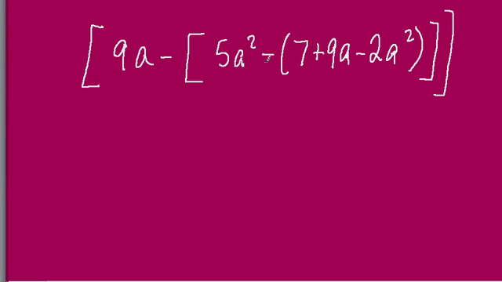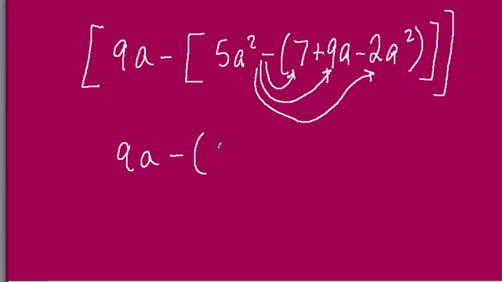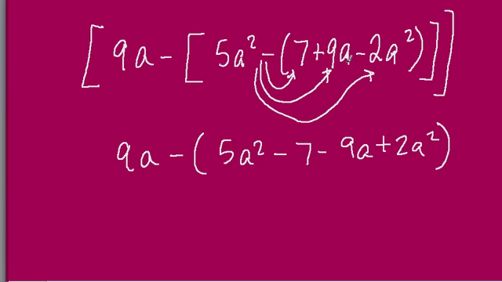Well, what I would do is distribute this negative sign to all the parts. You can think of it as multiplying by negative 1. Because we're subtracting 7, so positive 7 becomes negative 7, and so forth. We're subtracting 9a, so we can rewrite that as minus 9a. And that'll make this problem a little bit easier to deal with. So now we have 9a minus 5a squared minus 7 minus 9a, and then plus 2a squared. Notice I've gotten rid of a lot of these parentheses just by distributing this minus sign.